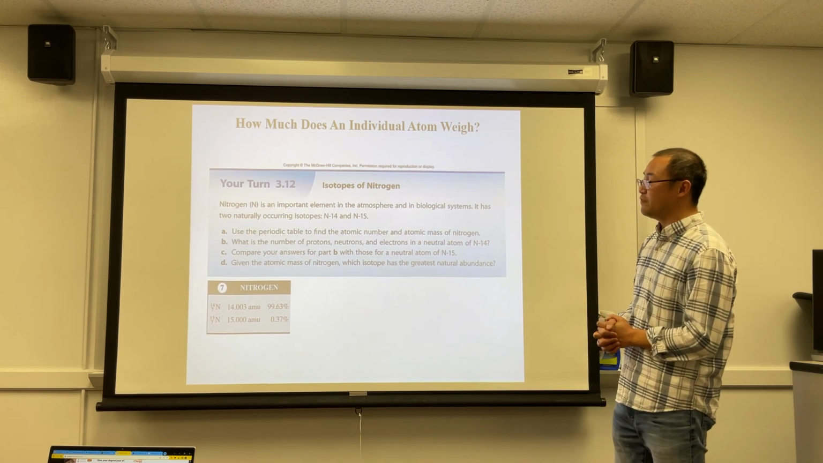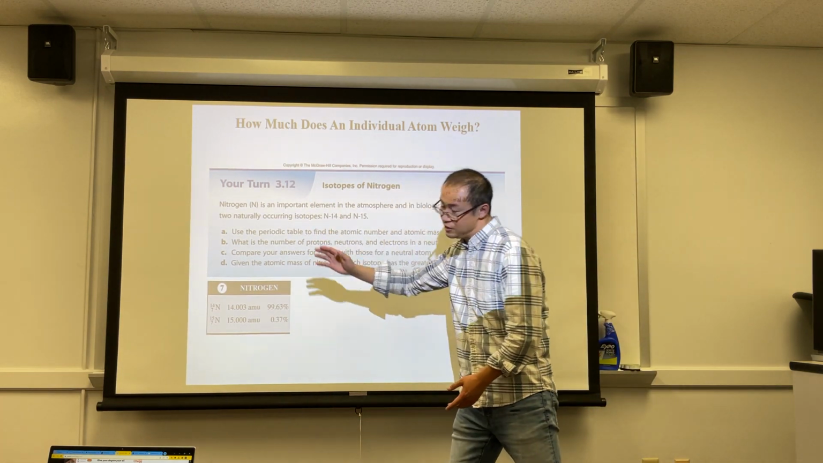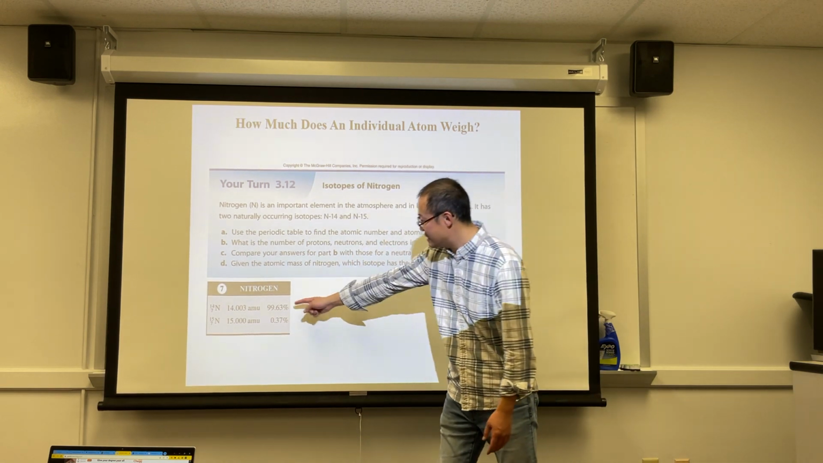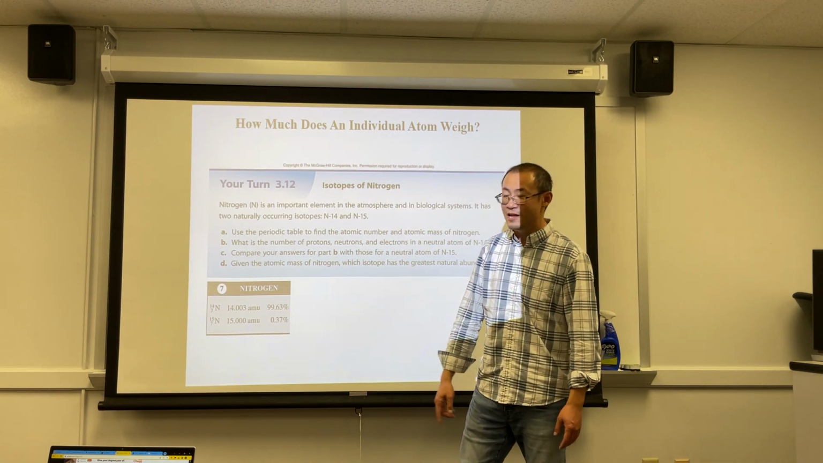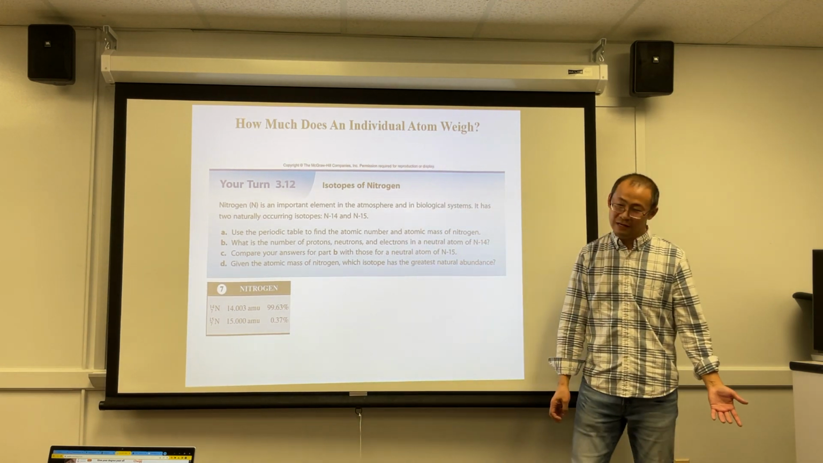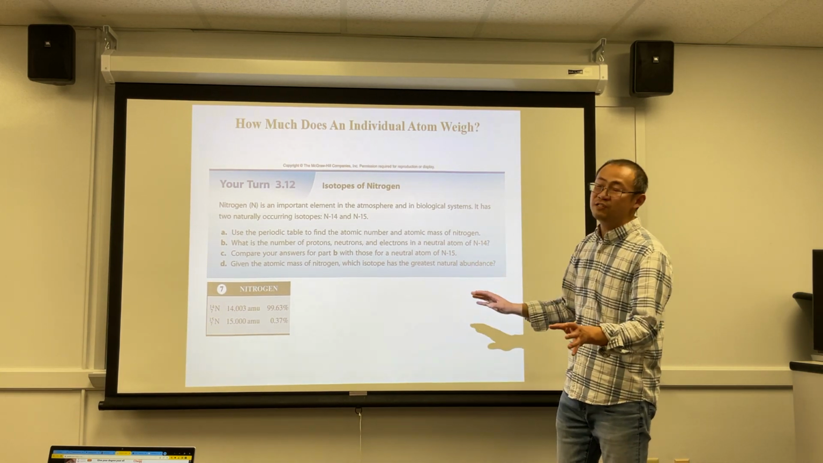Given the atomic mass of nitrogen, which is 14, right? Which isotope has the bigger percentage? Nitrogen-14. Because the average is close to 14. You can see that. This is the real percentage. Nitrogen-14 is almost close to 100% already. Nitrogen-15 is less than 1%. Again, that gives you an average.